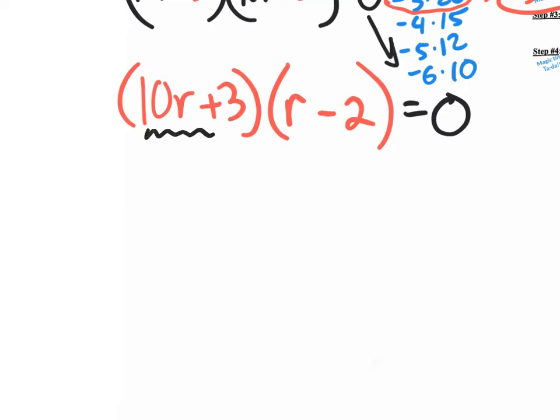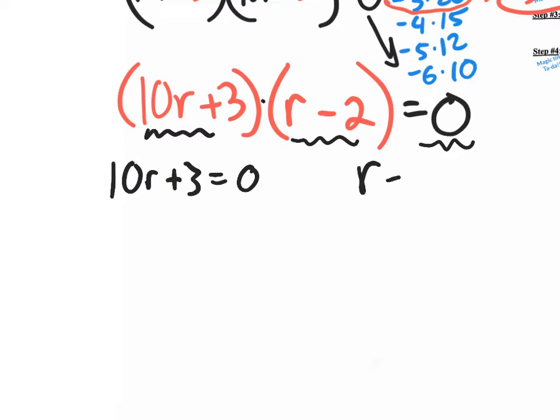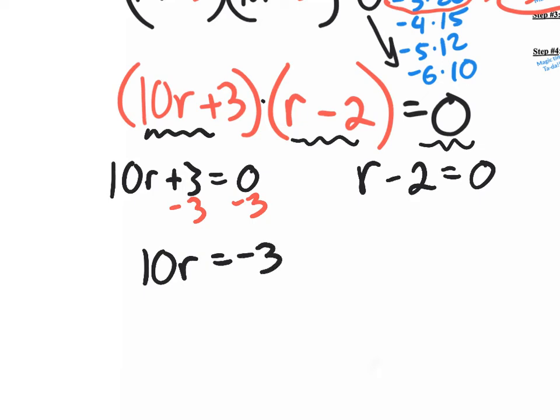So we have something times something equals 0. That means that the first something, 10R plus 3, could equal 0. And the second something, R minus 2, could equal 0. This is applying the zero product property. Let's solve both. Minus 3, minus 3. You're going to have 10R equals negative 3. How do I get rid of that 10? I divide by 10, divide by 10. R equals negative 3/10.